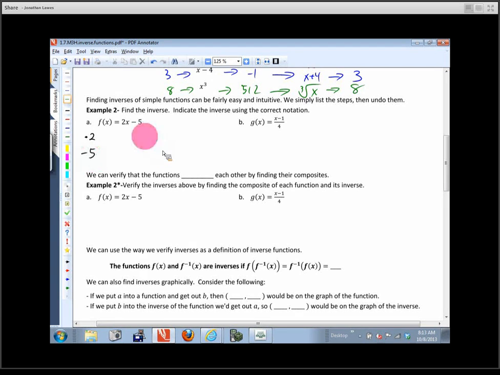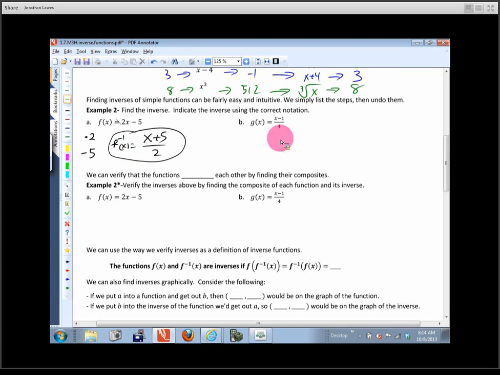Okay, so I'm going to take a number, and the first thing I'm going to do to it is undo subtracting 5. So what would we do? Add 5. Okay? And how do you undo timesing by 2? Divide by 2. So we think that this is the inverse. If that's f, then this is the inverse. Okay? So we've shown that using the correct notation.